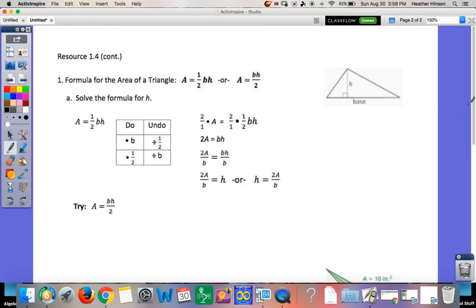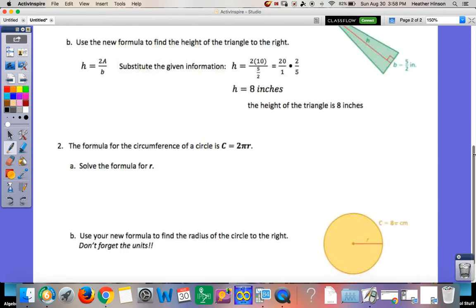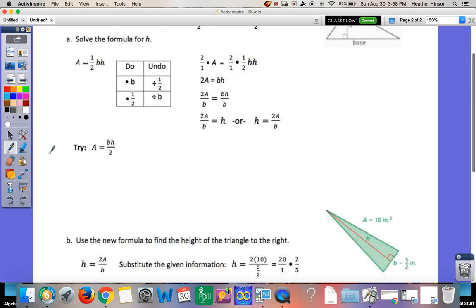in the example. However, if you wanted to, oops, sorry about that. Okay, if you wanted to write it with the divided by 2 instead of the 1/2 fraction, we could do that one as well. So pause the video and try this. Do your do-undo table and try this one.